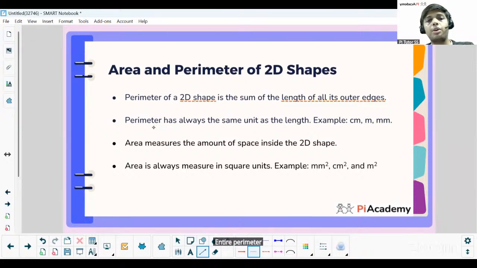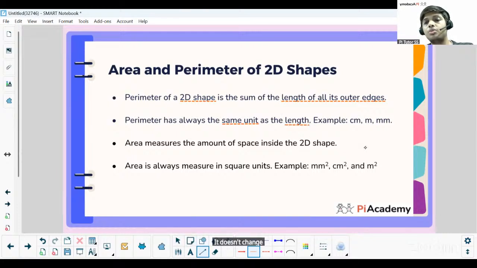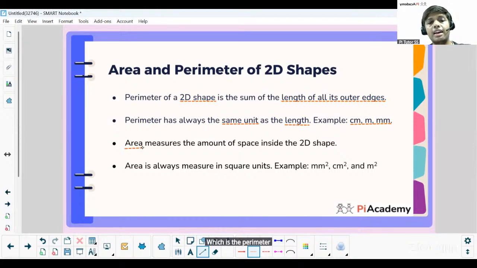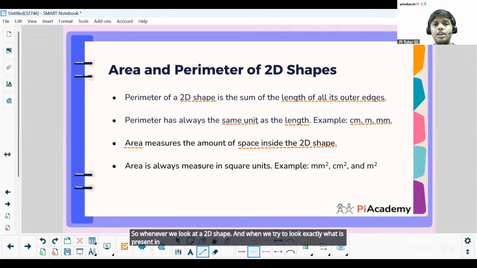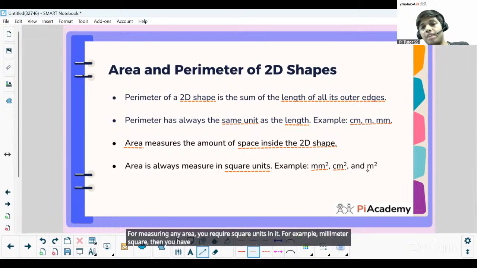The second most important point is perimeter has always the same unit as length. It doesn't change at all. So for example, you can see here, it is centimeter, meter, and then comes your millimeter here, which is the perimeter. Now, if I talk about area, area measures the amount of space which is present inside the 2D shape. So whenever we look at a 2D shape and when we try to look exactly what is present in between it, we call it an area. Now, how will you measure any area? For measuring any area, you require square units in it. For example, millimeter square, then you have centimeter square, then we have meter square as well.